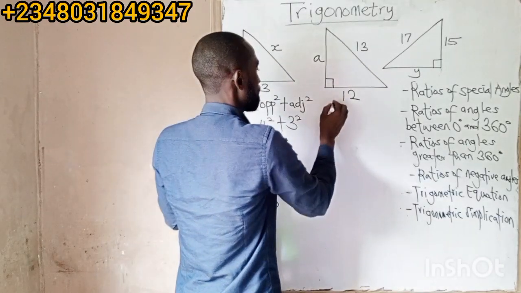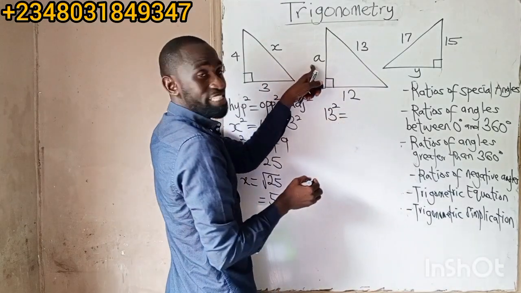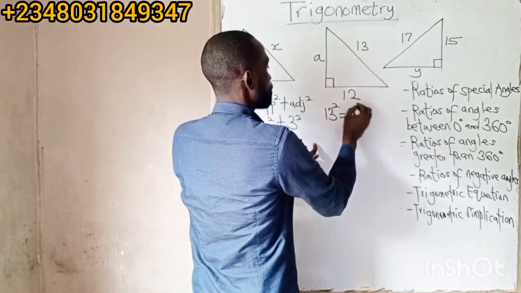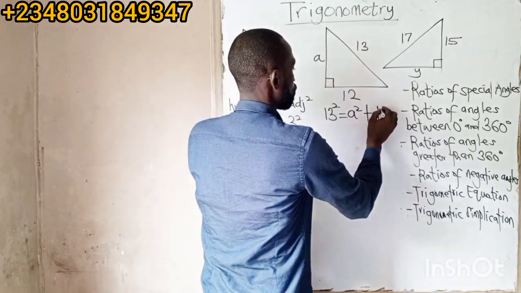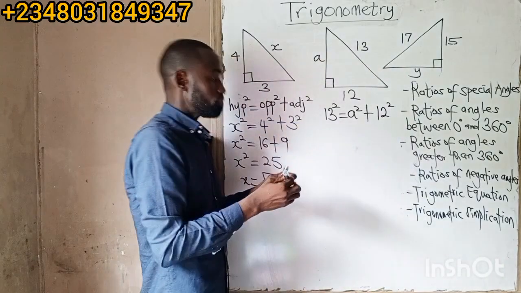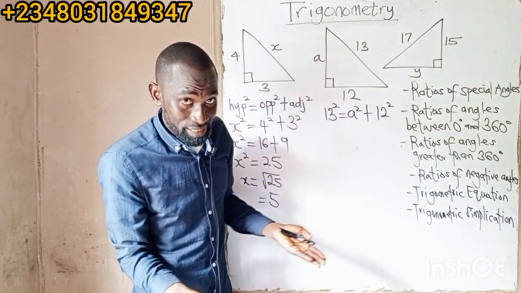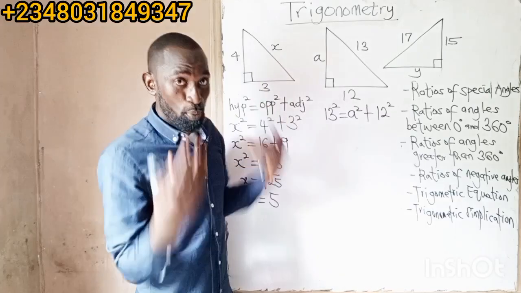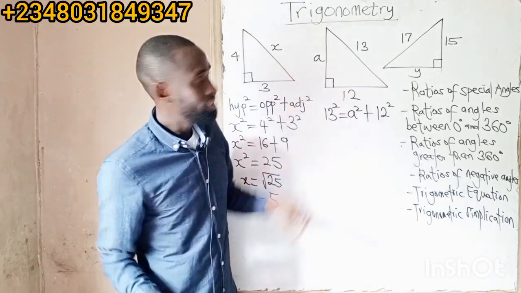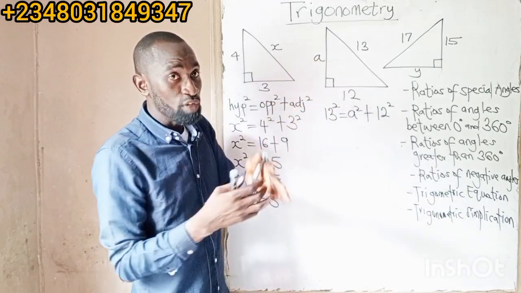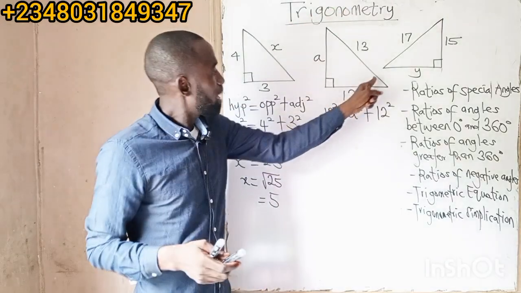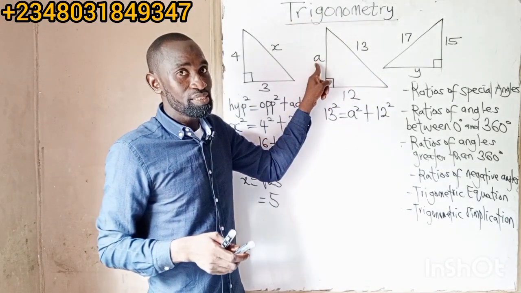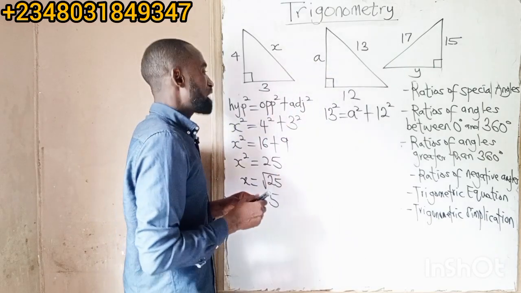13 all squared. a is the opposite. I'll put what now? a all squared plus 12 is adjacent. I'll put what now? 12 all squared. Like I told you, 12 can be the opposite, a can be the what now? Opposite. 12 can be the adjacent, a can be the adjacent, depending on the angle given. If the angle is here, 12 is the opposite. If the angle is given here, a is the opposite. Are you with me?